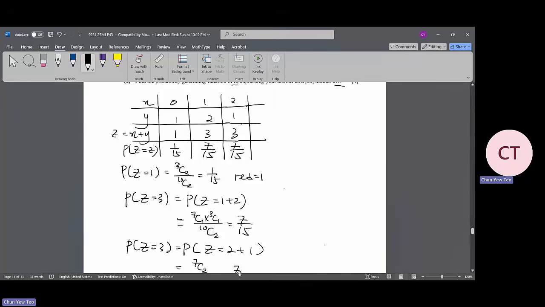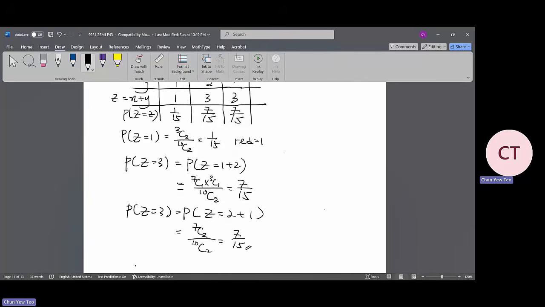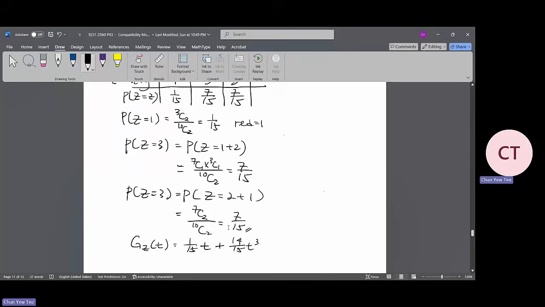Okay, so after we have done this, now we are ready to find the PGF for the Z. That will be 1 over 15 t plus the 7 over 15 t cube plus the 7 over 15 t cube. So over here we will join together, make it become 14 over 15 t cube. So this will be the PGF for the Z.